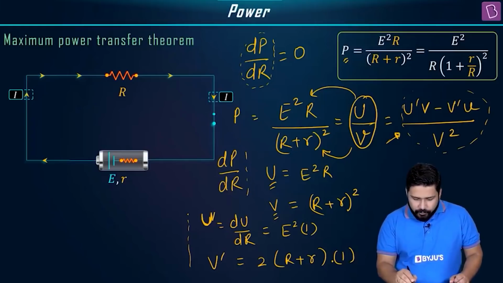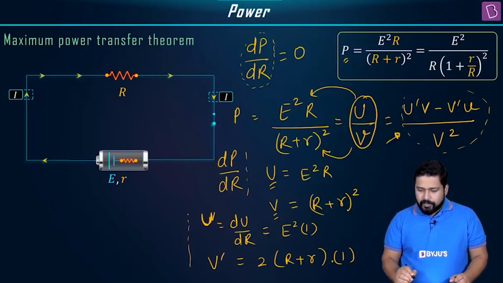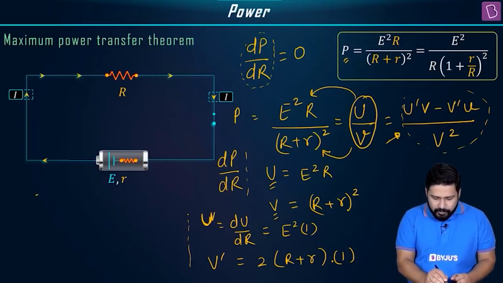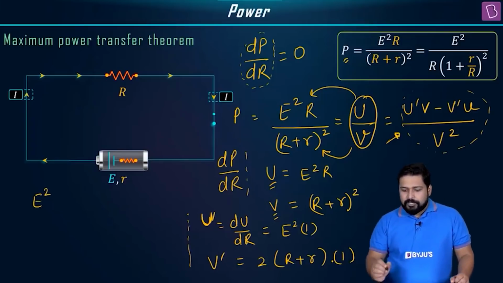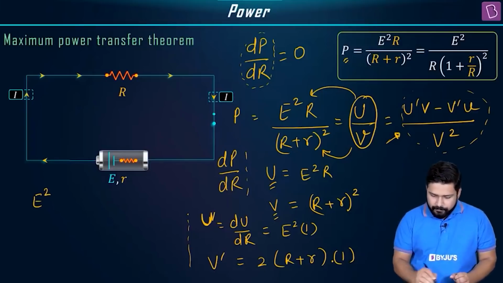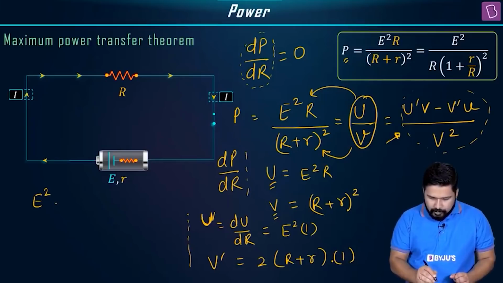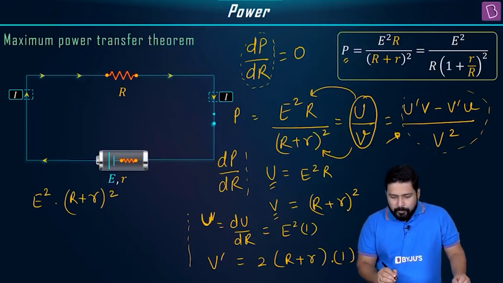Instead of U dash, can you write E square into 1? U dash is E square times V. What is V? Tell me, what is V? Capital R plus small r the whole square. No problem with this.